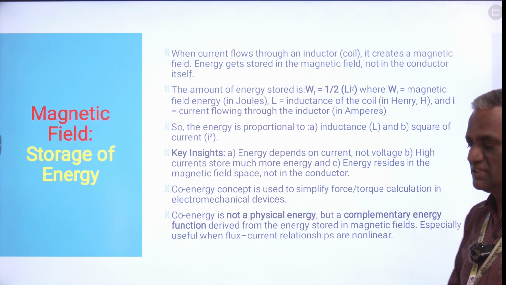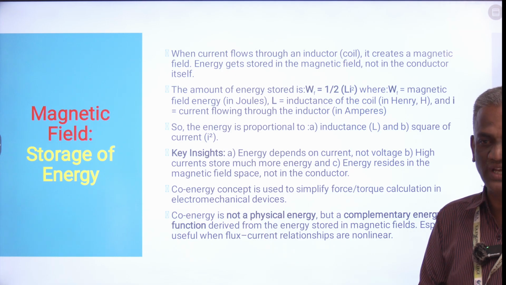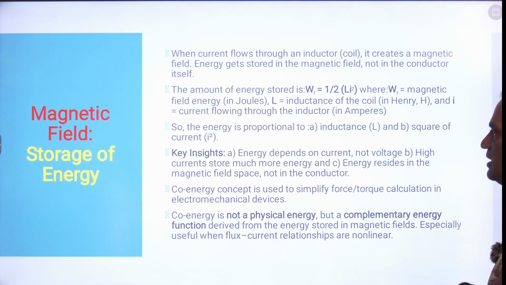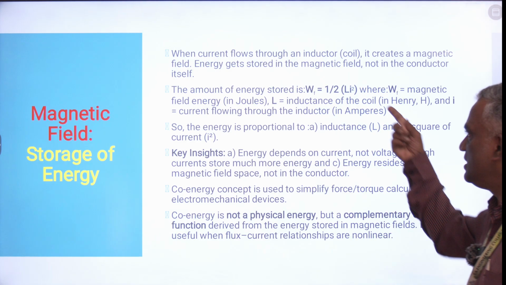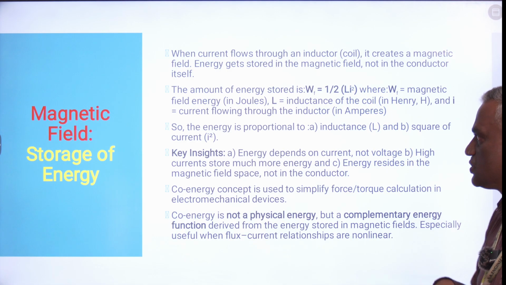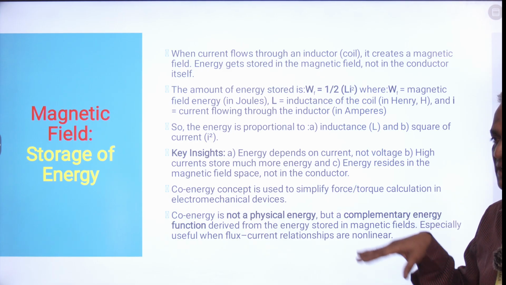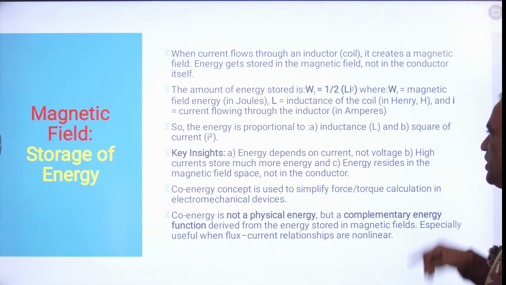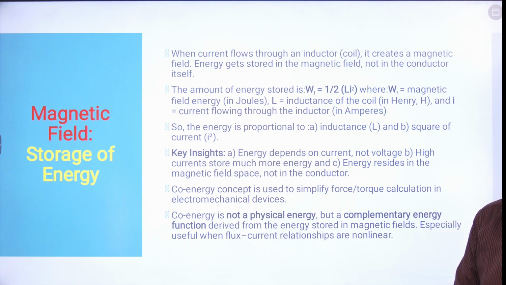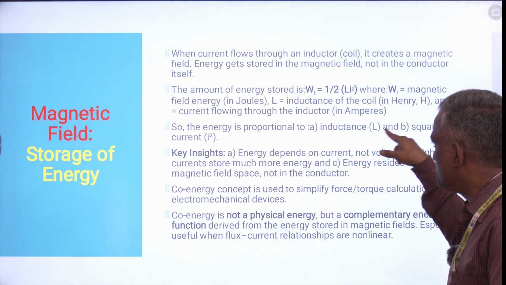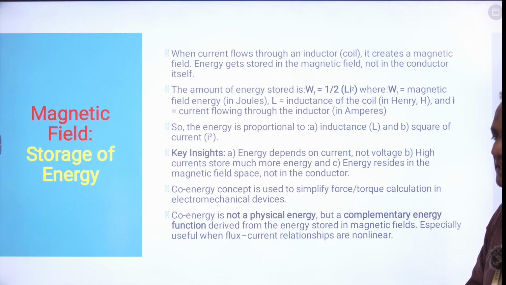What happens here is the current flows through a coil, which here is an inductor. When the current is flowing through the inductor, which is nothing but a coil, it creates a magnetic field, right? So obviously energy will be stored in the field. That is called field energy. Since the energy is stored in a field, it is called field energy, right? One point is very important: energy is stored in the magnetic field, not in the conductor itself. The energy stored in the field is very important compared to the energy stored in the conductor, right?